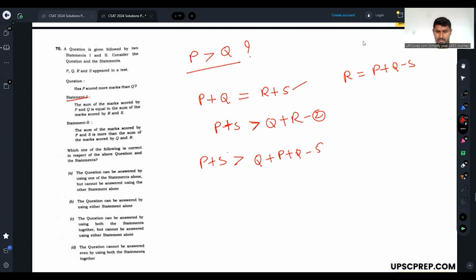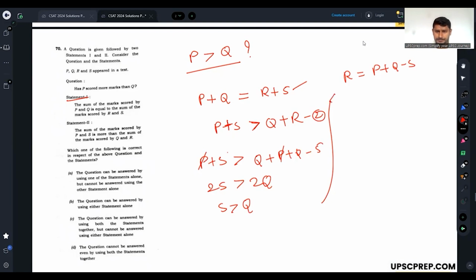So this will be equal to what? The P's will be cancelled here, right? 2S will be greater than or equal to 2Q, so S will be greater than or equal to Q. So here I wanted to check with P, but we only get S greater than Q. So we have not concluded yet, right? We have not found whether P is greater than or equal to Q or not.